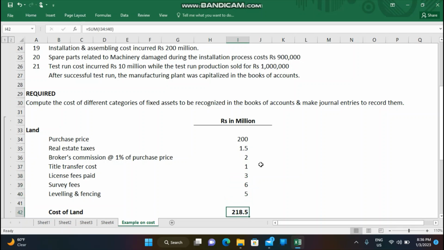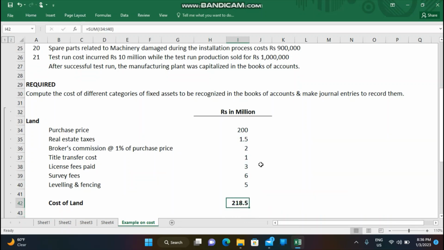So it gives me a total of 218.5 million. So this is the total cost of land that will be recognized as a fixed asset in the books of accounts. Okay, and I will discuss the journal entries to record them later. So this is how the cost of land will be computed.